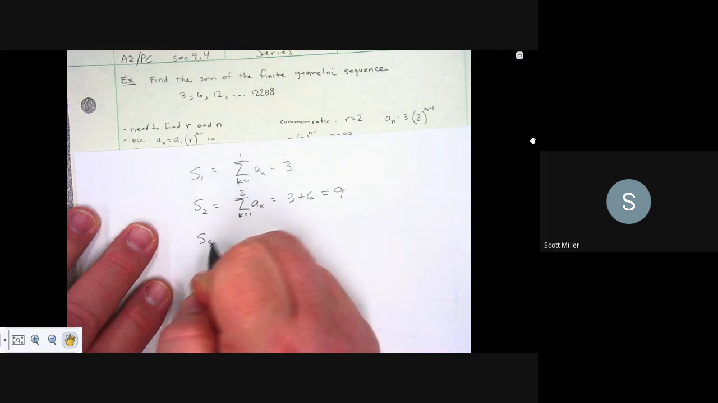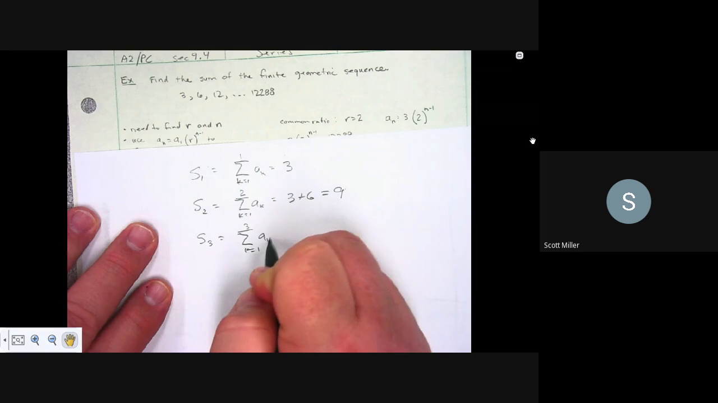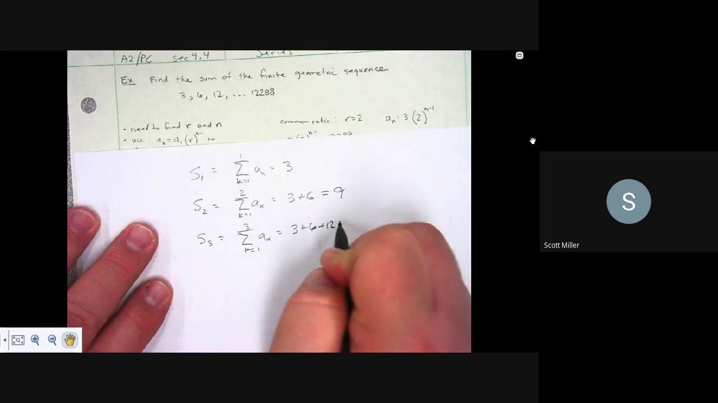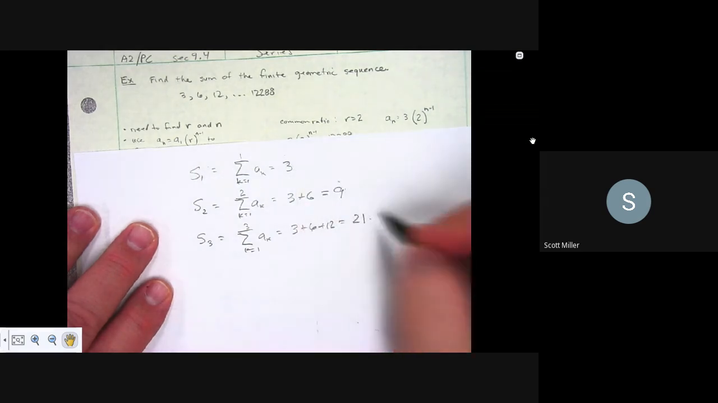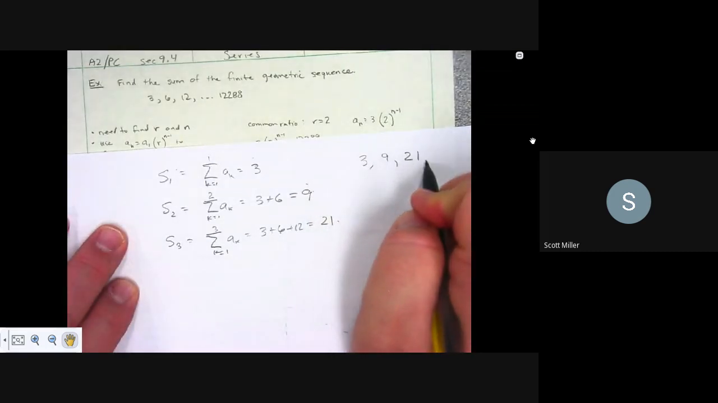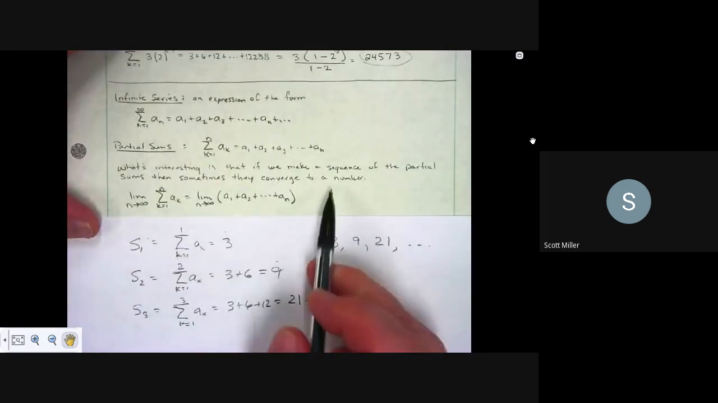If I can do the third one, k equals 1 to 3. That means we're going to add the first three terms, 3 plus 6 plus 12. And so we just add 12 to 9, and you get 21. These are the partial sums, and they can be made into a sequence. And we can keep on going. Okay, so it generates a new sequence. So that's what they're talking about right here. So we're going to generate a new sequence of partial sums.